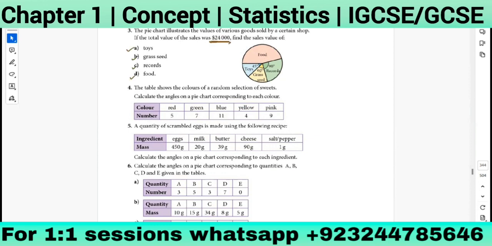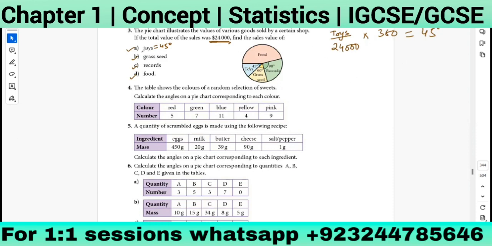So how are we going to do this? First of all, we have 45 degrees for toys. So the toys are 45 degrees. Anything divided by the total number, multiplied by 360, gives the degrees, and the degrees is 45 degrees, right? You have to make sure that you know this formula.